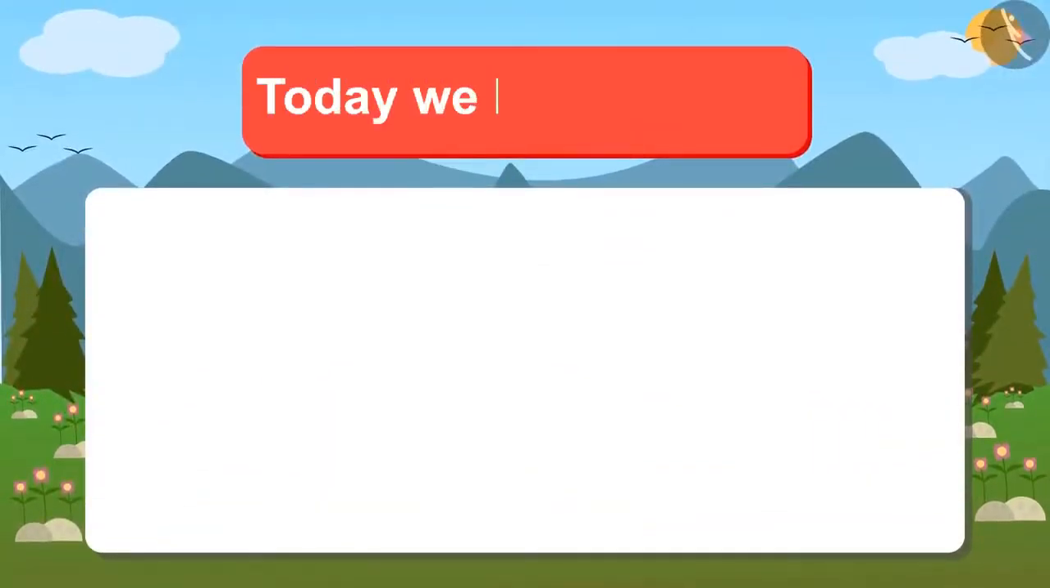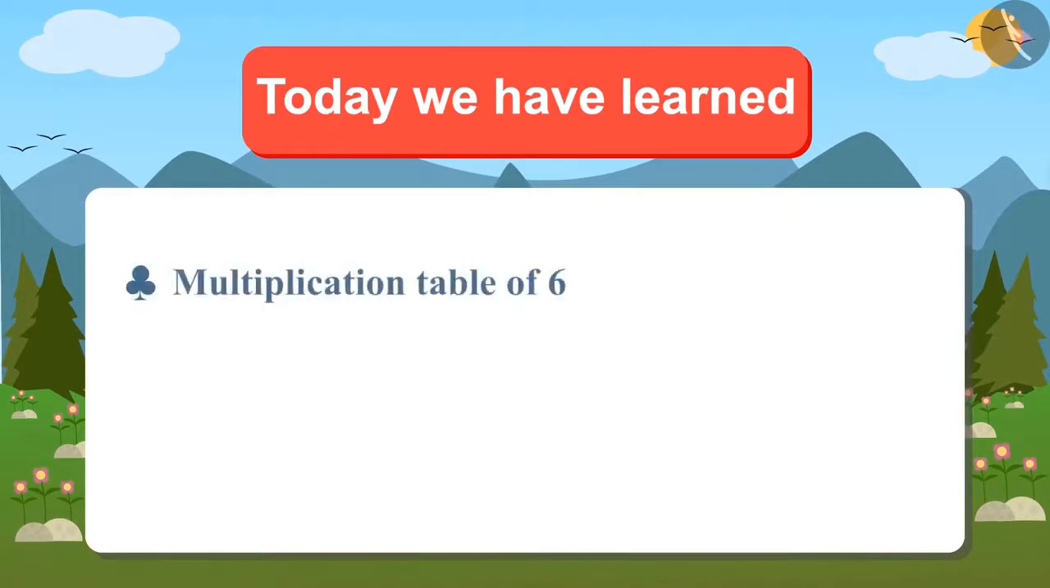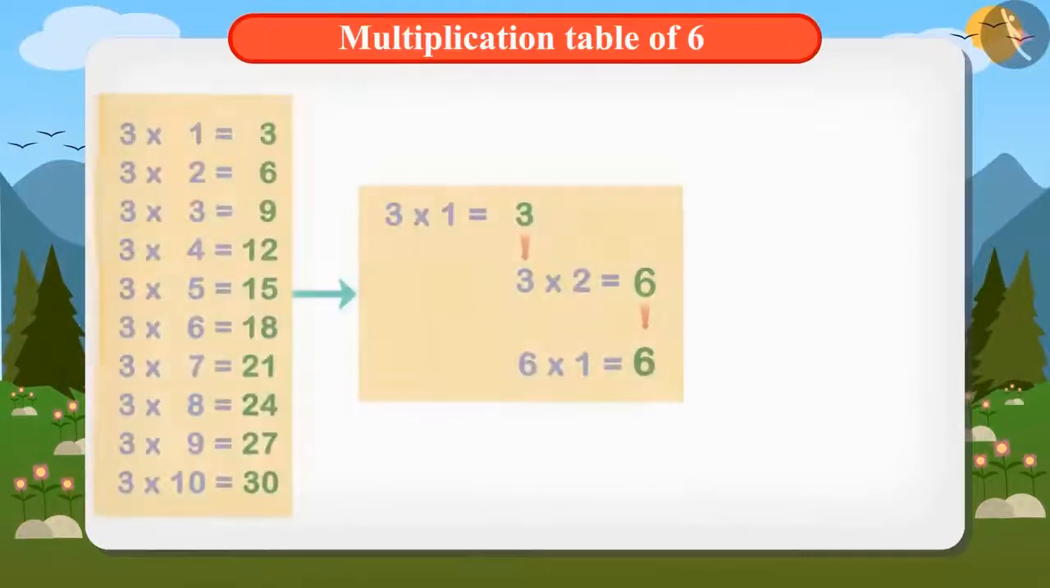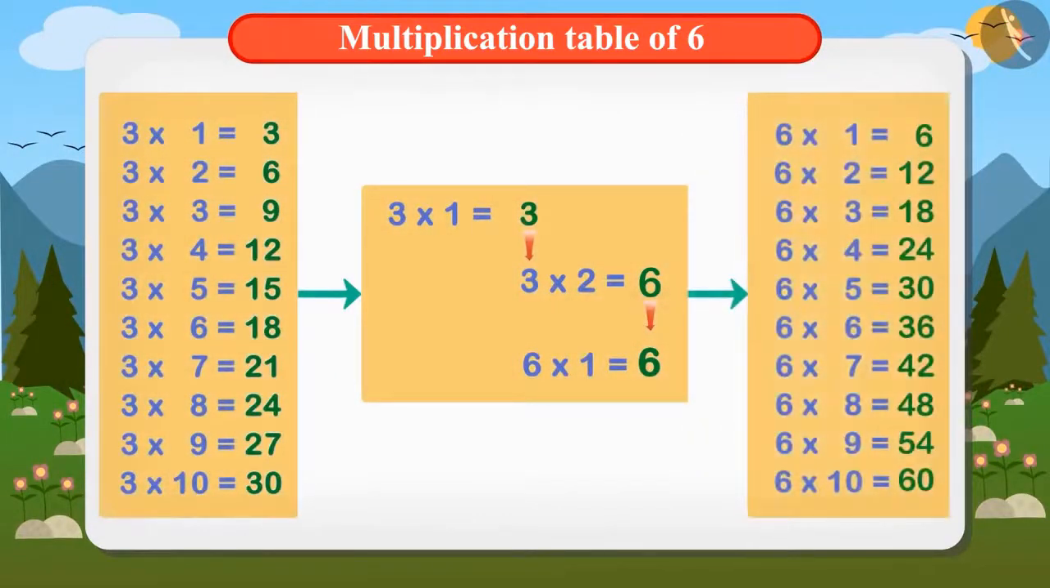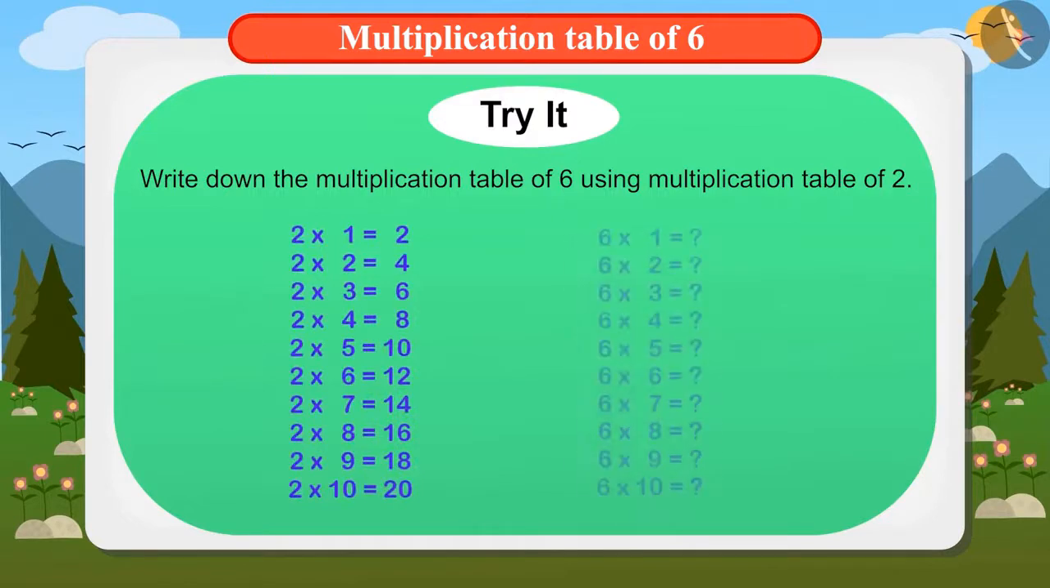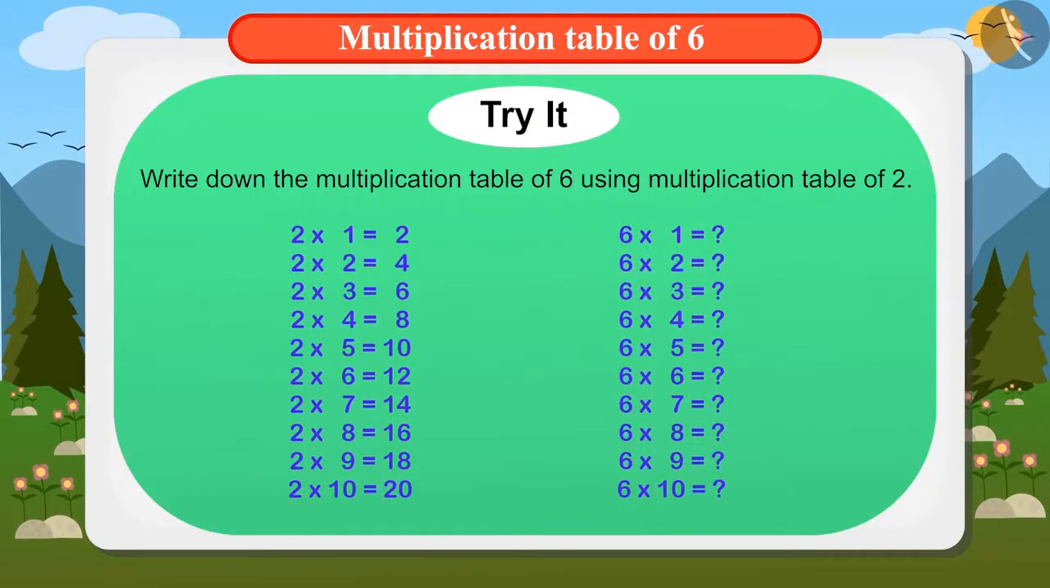Today you learned the multiplication table of 6, and you also learned that multiplication tables of bigger numbers can be found out from multiplication tables of smaller numbers. Just like Vandana figured out the multiplication table of 6 from the multiplication table of 3. You can try to find the multiplication table of 6 from the multiplication table of 2.